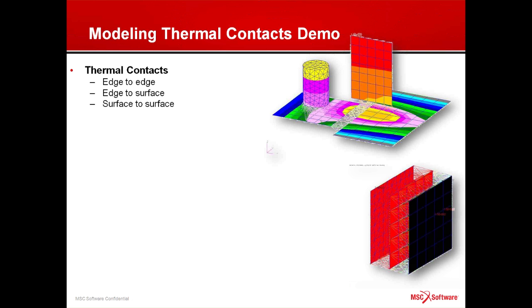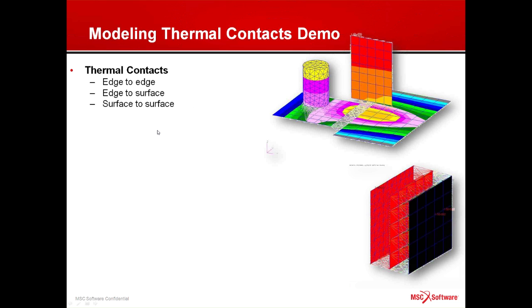So let's look at how we do contacts. We have thermal contacts built into the product, and there are three types of contacts: edge to edge, edge to surface, and surface to surface. Here you see this plate and this plate are connected by edge to edge, and you can see those little lines showing how the conductors are all hooked up. And then we have surface to surface. The bottom of that cylinder is connected to this plate. It actually projects the bottom onto the plate, and we do these contacts.